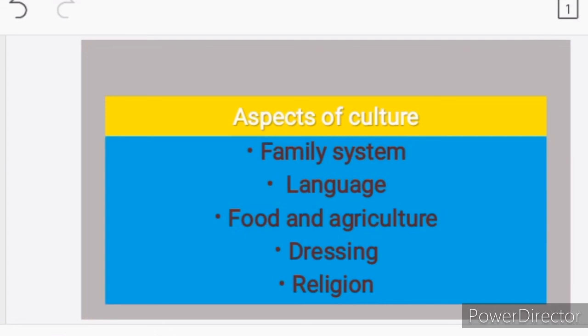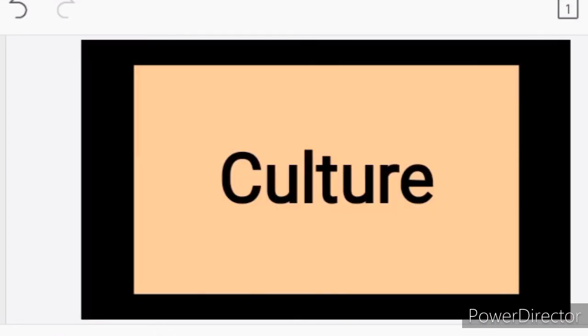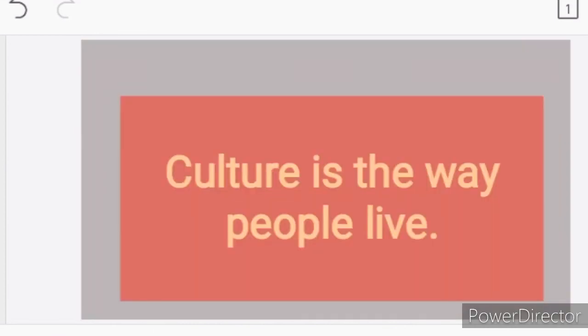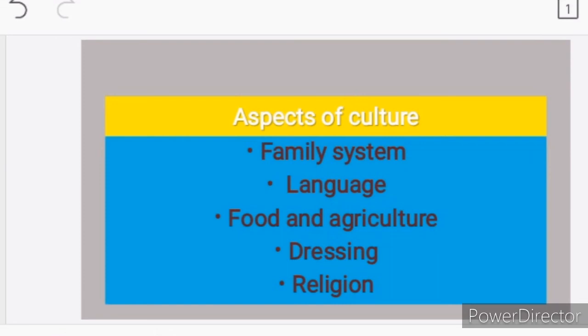As a recap, let's just quickly look at what we have done. We have looked at the meaning of culture. We have been able to learn that culture is the way people live. We have looked at the various aspects of culture. We talked about the family system as an aspect of culture, language, food and agriculture, dressing, and religion.